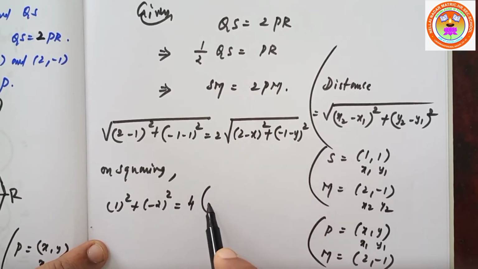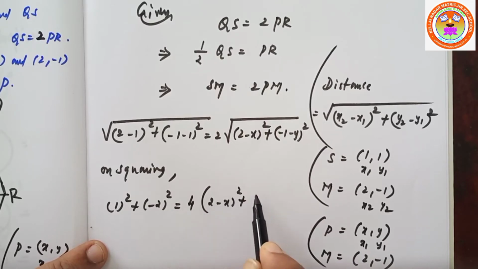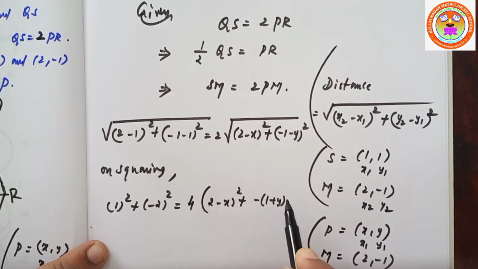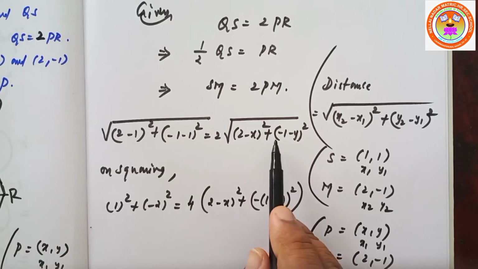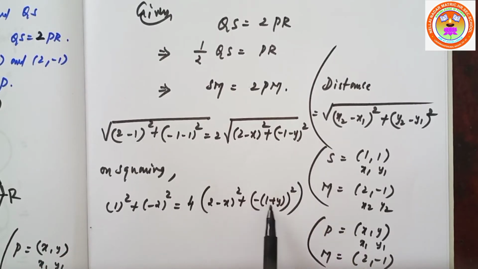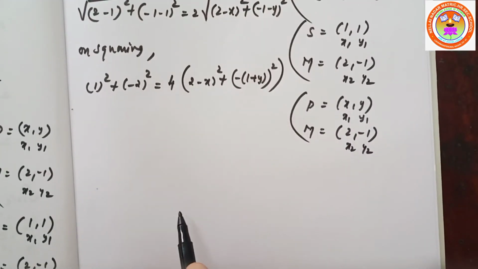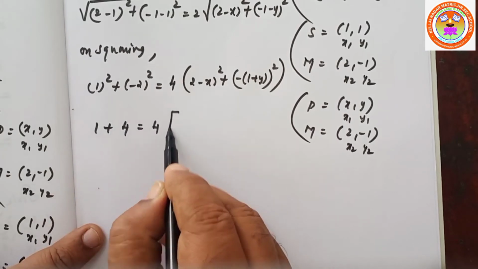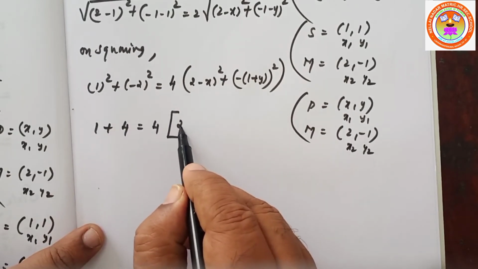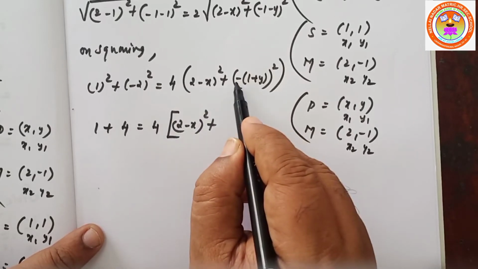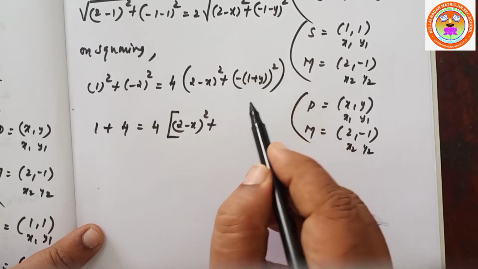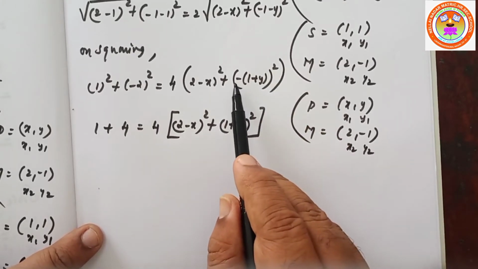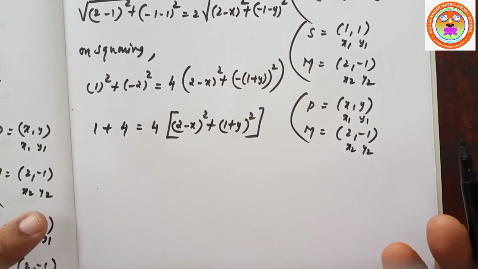You will be getting (2 minus x) the whole square plus (minus 1 minus y). Take minus as common: minus of (1 plus y) the whole square. The next step: 1 squared is 1, minus 2 whole square is 4, equal to 4 into (2 minus x) the whole square plus, while squaring, minus squared becomes plus, so only (1 plus y) the whole square. Minus into minus is plus only.